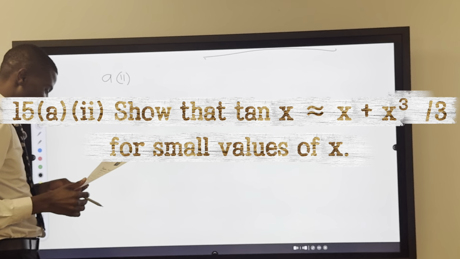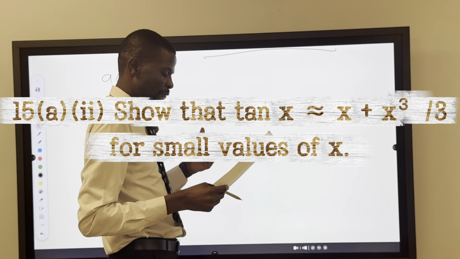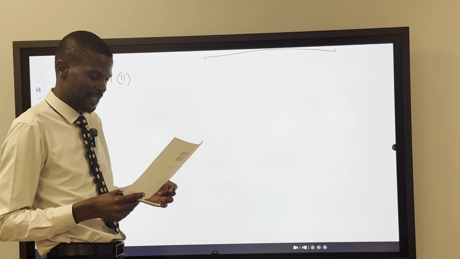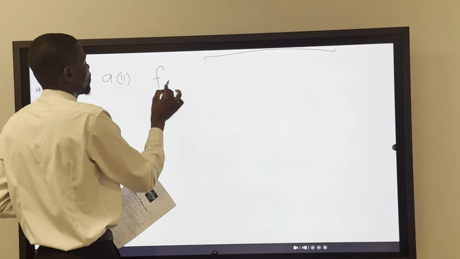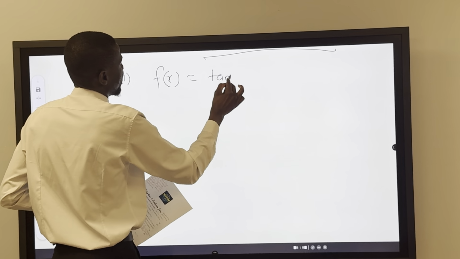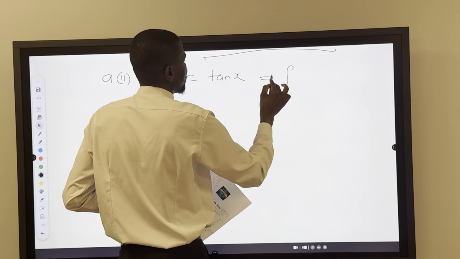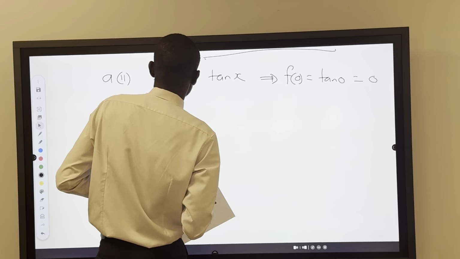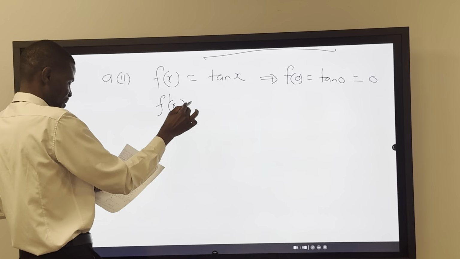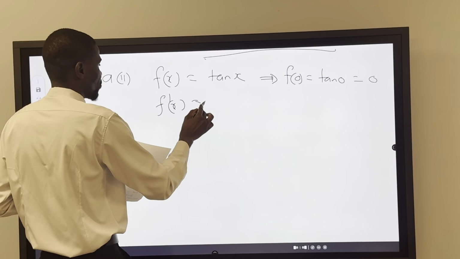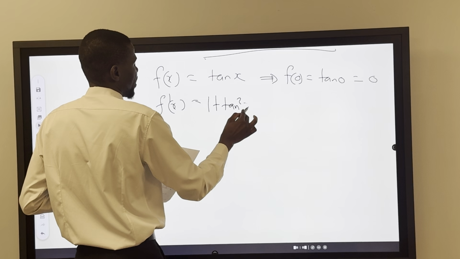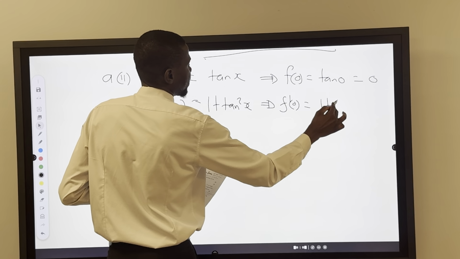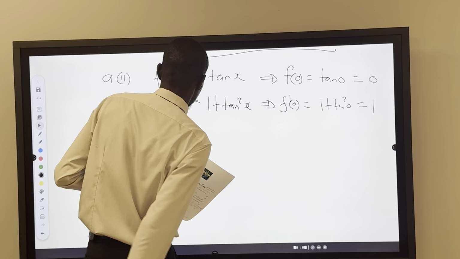So item 2, right? If x to the fourth and higher powers are to be neglected, we need to show that tan x is equal to x plus x cubed over 3. No problem. Our function of x here is equal to tan x. So f of 0 is equal to tan 0, which is just 0. f prime of x is 1 plus tan squared x. So f prime at 0 is going to be 1 plus tan squared 0, which is just 1.